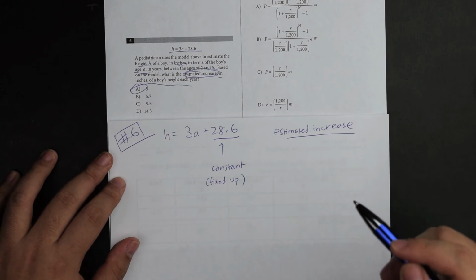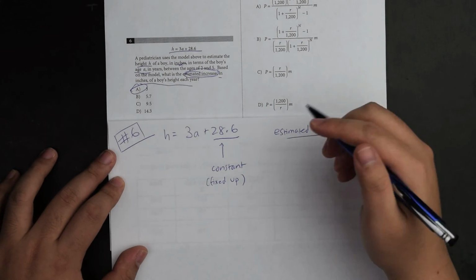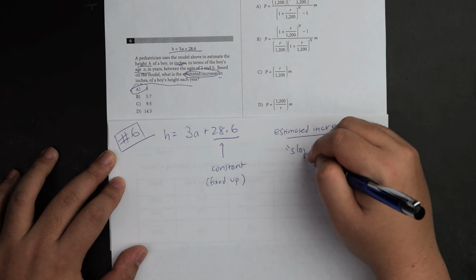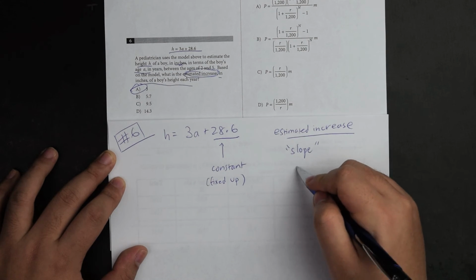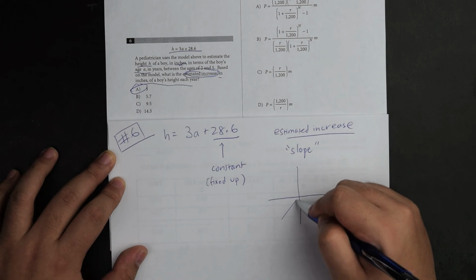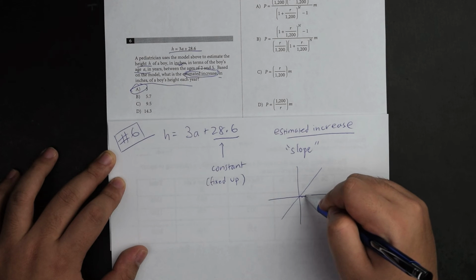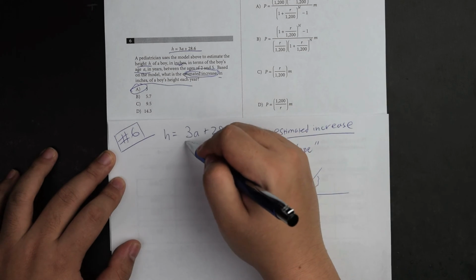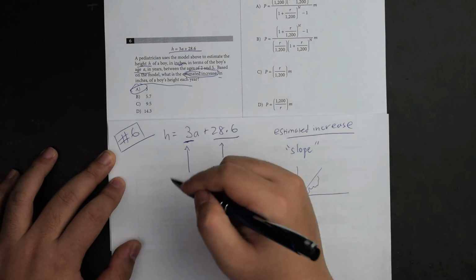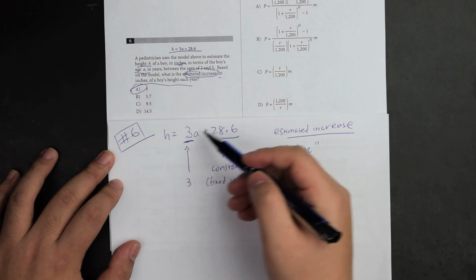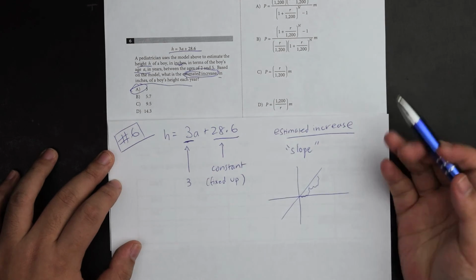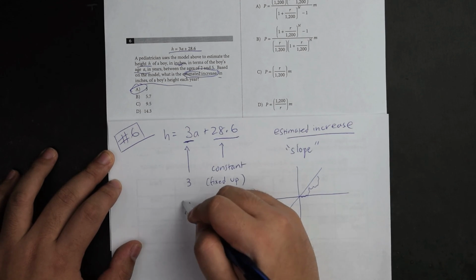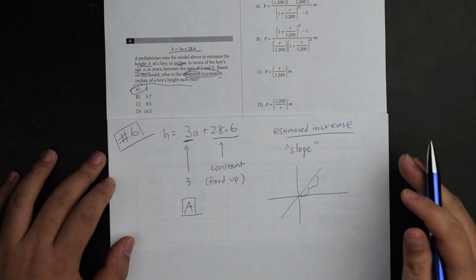They're asking me for estimated increase, which is very similar to the idea of slope. And that's like sort of the idea where, for example, if I have a line, it's like how much does it increase constantly, increment-wise. And so, for example, for this scenario, my estimated increase is right here, aka the 3. I don't see any other possible value that could help me solve for that, and thus it is going to be A. And that concludes number 6.